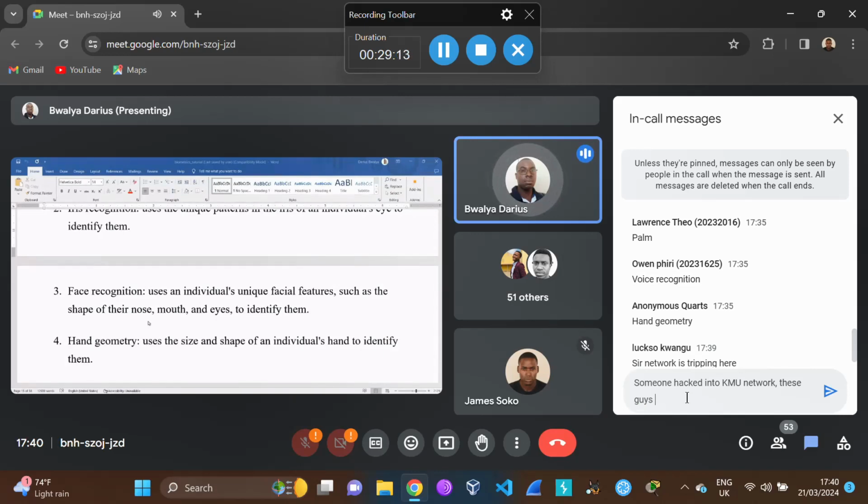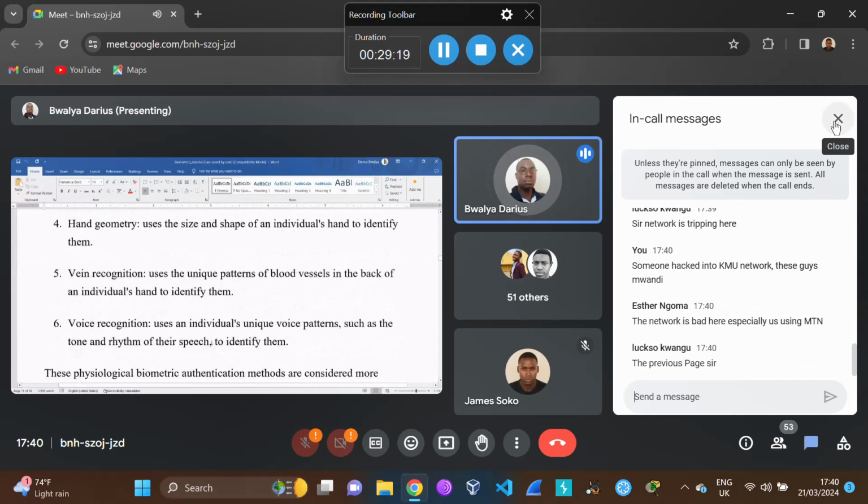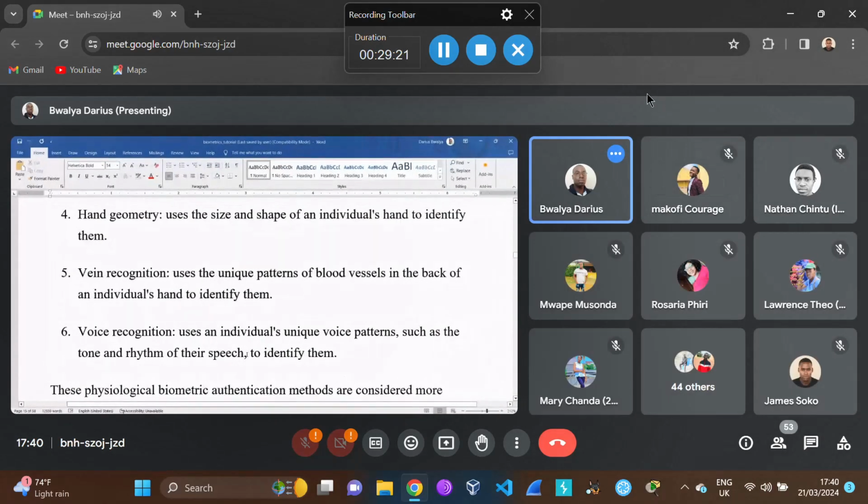So hand geometry uses the size and shape of an individual's hand to identify them. Okay, let's move on. I'll ask you a question after this. So then we go to vein recognition. So now there are patterns. The blood vessels are also unique. The mesh of blood vessels. The mesh. Okay.